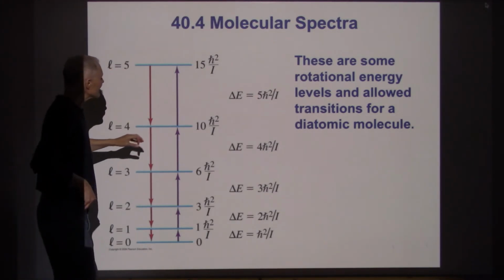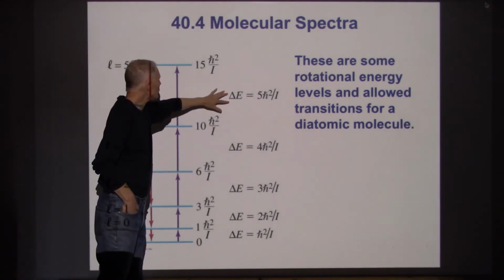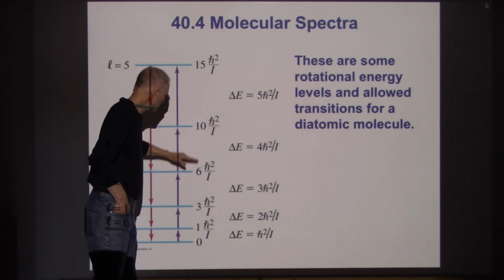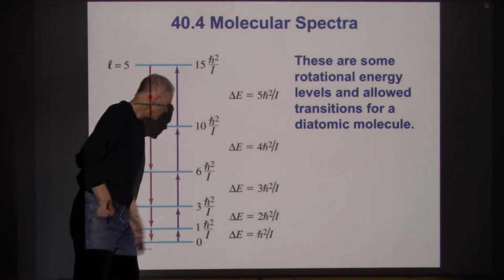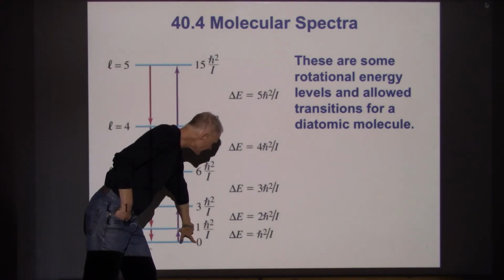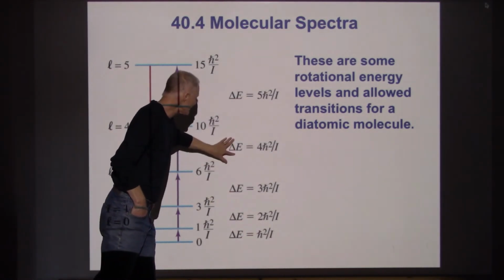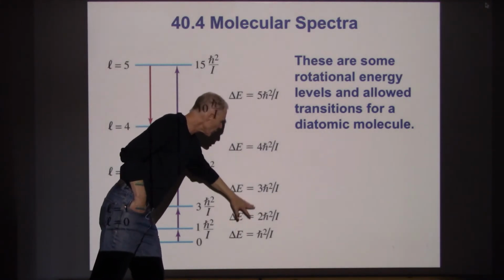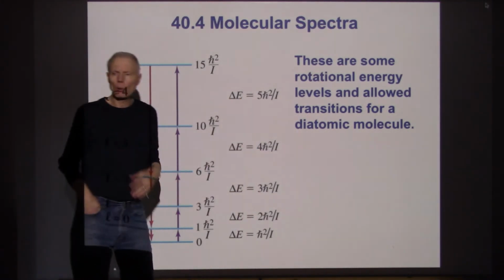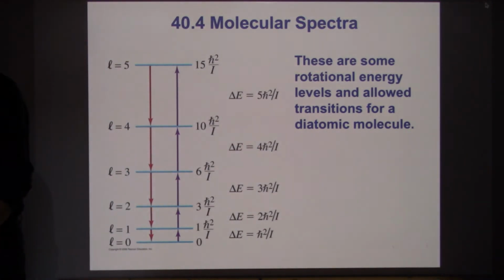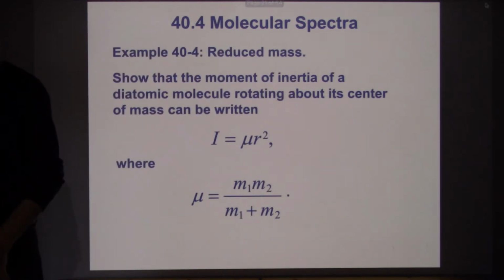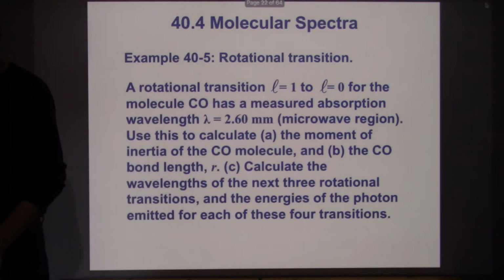And so that says that the differences in energy from one level to the next vary. So from state 1 to state 0, that's just h bar squared over I. But then the spacings get larger, and they get larger in a very predictable, consistent manner. And so we can go in and calculate these values. So these are the formulas we looked at for reduced mass. Let's look at an example.